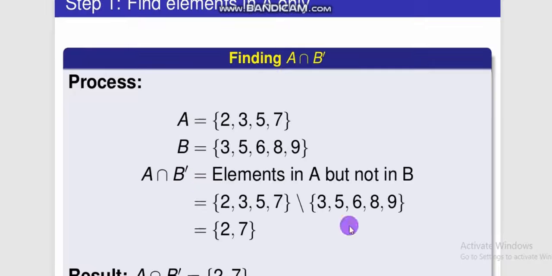How do you find the B complement? This is equal to elements in A but not in B. So this means I have to say the elements in set A minus the elements in B. Elements that are found in A only but they are not found here. So comparing the two, this 2 is not found here, but 3 is found here, 5 is found here, 7 is found here. So these are the only elements that are in A but not in B, right?